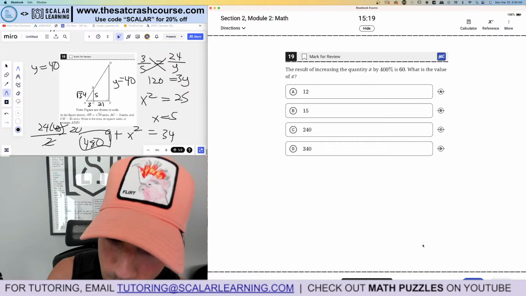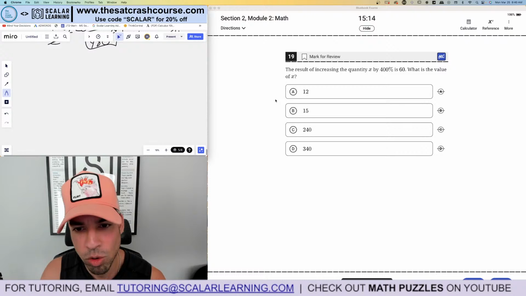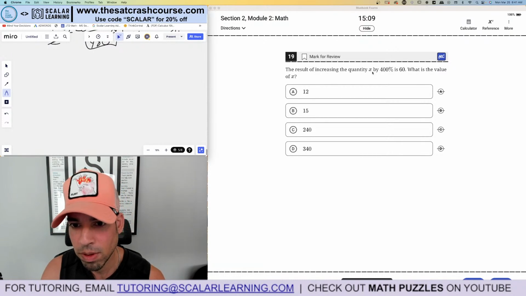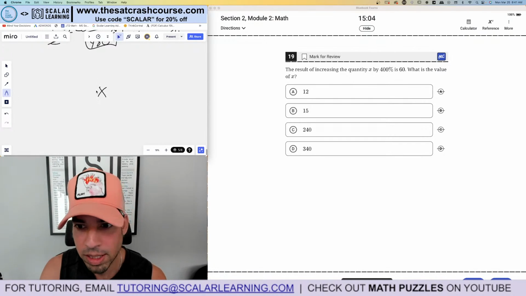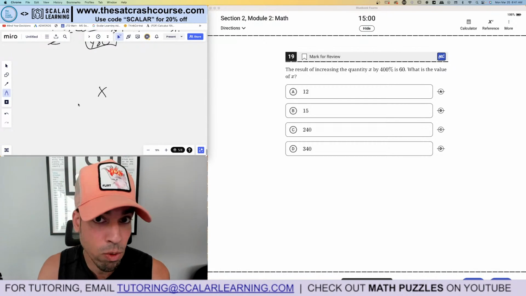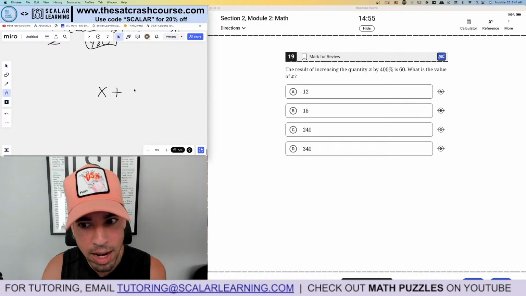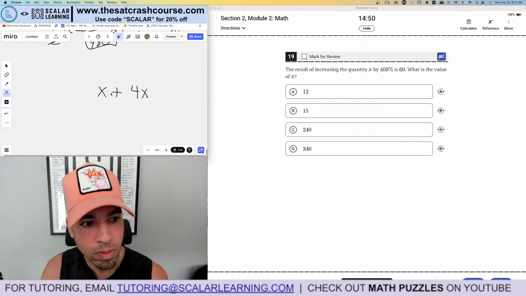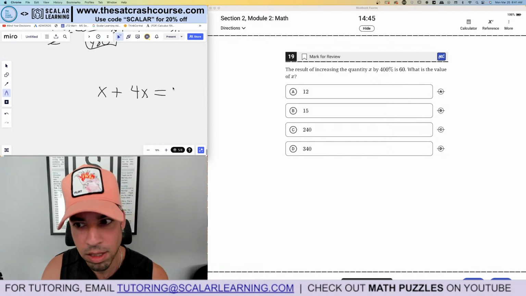All right. Woo, this one is interesting. Some of these questions are a little different than what I'm traditionally seeing on these. The result of increasing the quantity x by 400% is 60. So increasing by 400% is not multiplying by 4. It's saying we've got x, and then we're adding 400% of x, which is basically the decimal equivalent of 4. So x increased by 400% is 60.